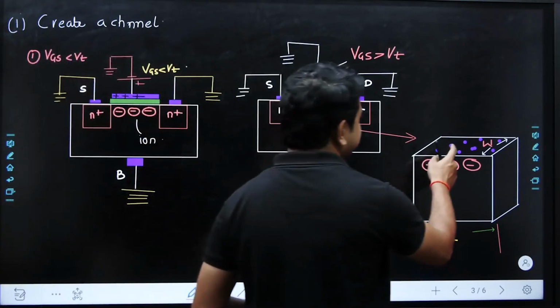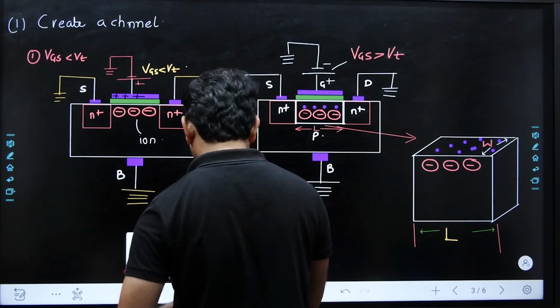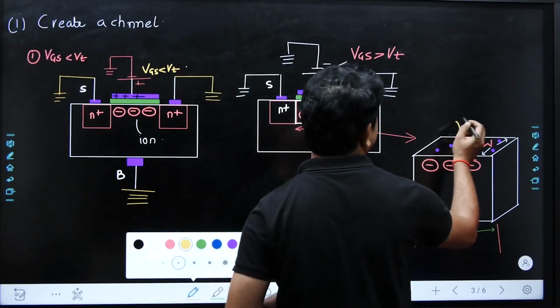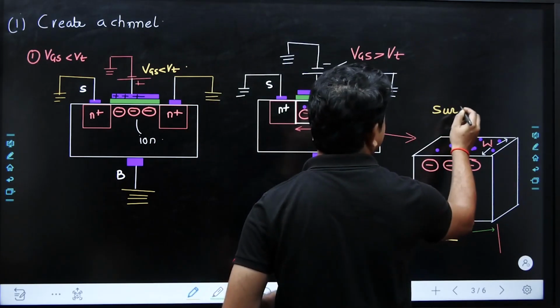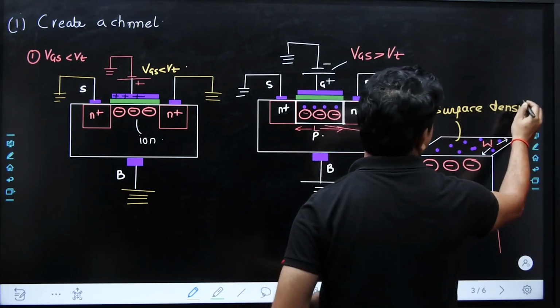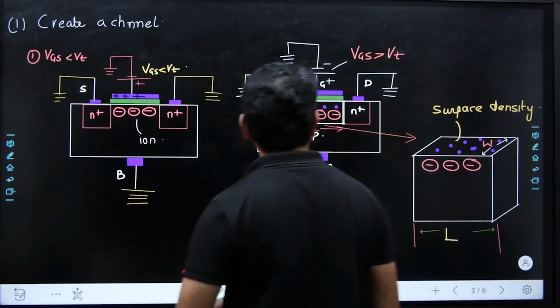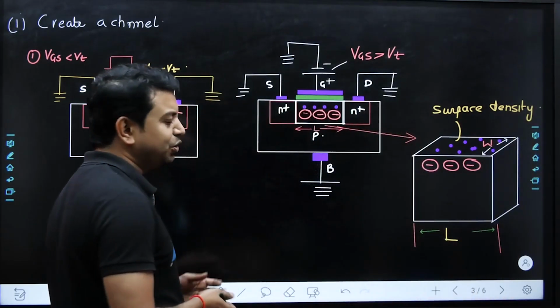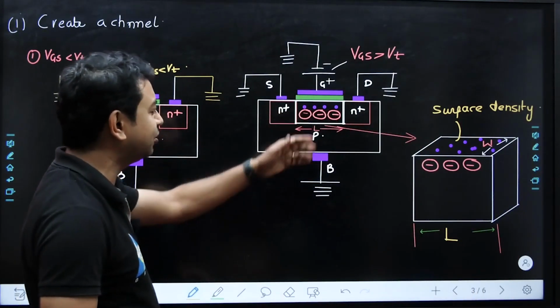So these electrons present here have a density which is known as the surface density, not the volume density. So actually, for proper visualization in two dimensions, we are creating the electrons in this way.